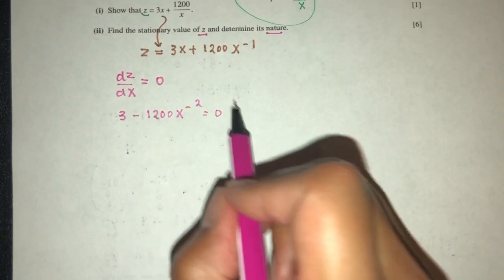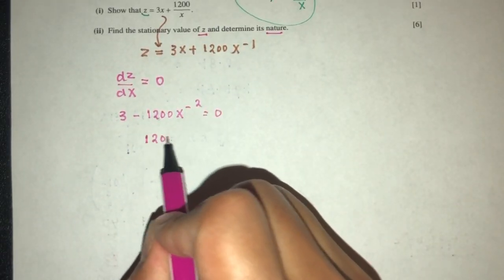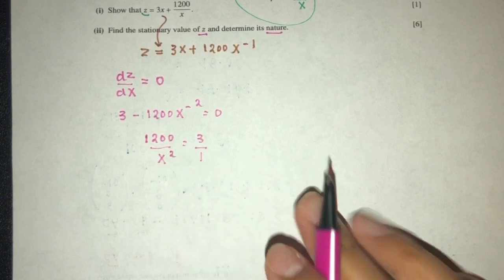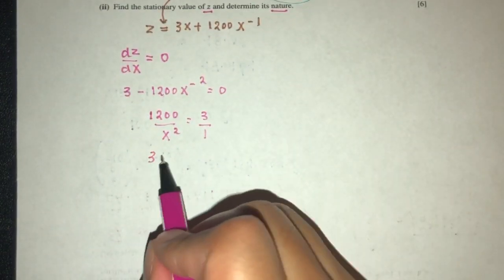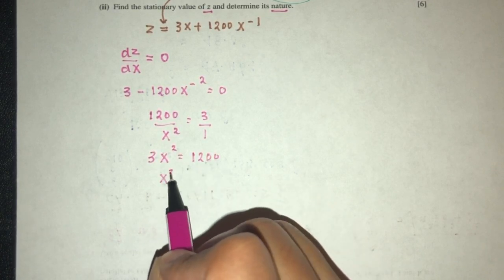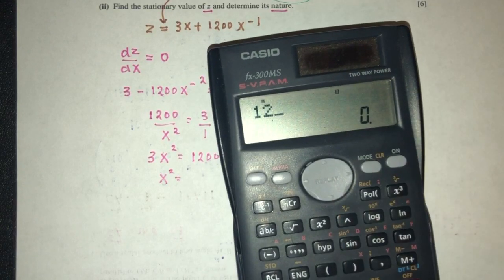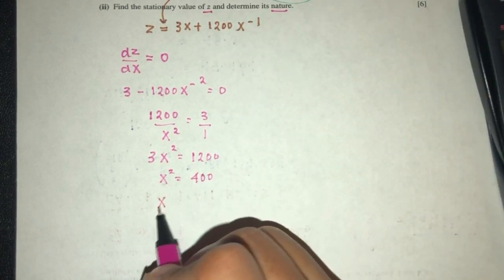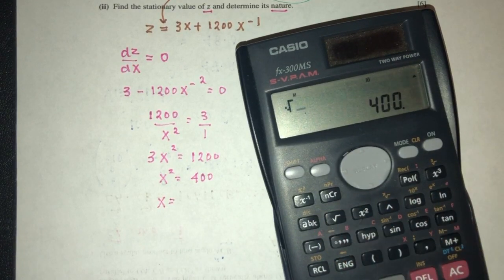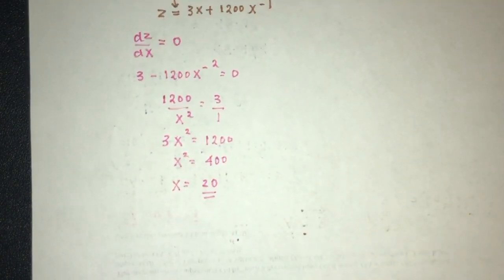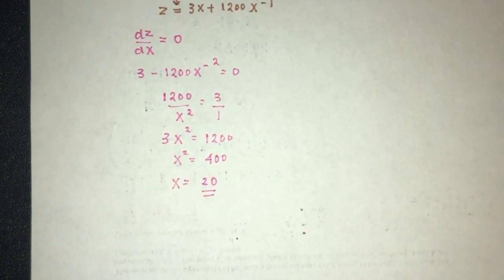Then we can send this over here. You will have 1200 over x squared should be 3. Cross multiply, you will have 3x squared is 1200. So x squared will be 1200 divided by 3, which is 400. So finally x will be root of 400, that should be 20. Because x can only take positive value, we'll take x to be positive 20.